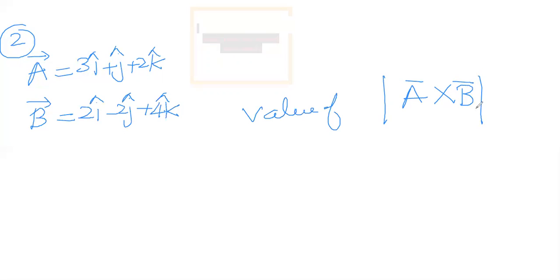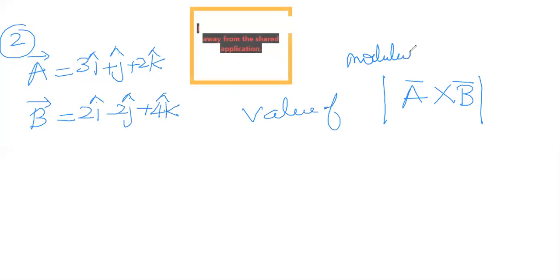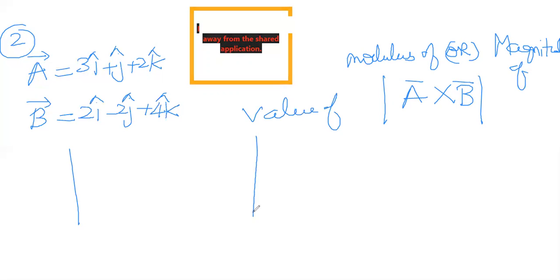First we have to find out a bar cross b bar, then we have to find the modulus. What they're asking is the modulus, or magnitude, of a bar cross b bar. First we have to find out a bar cross b bar. How do you do that? For that you have to use the matrix determinant method.